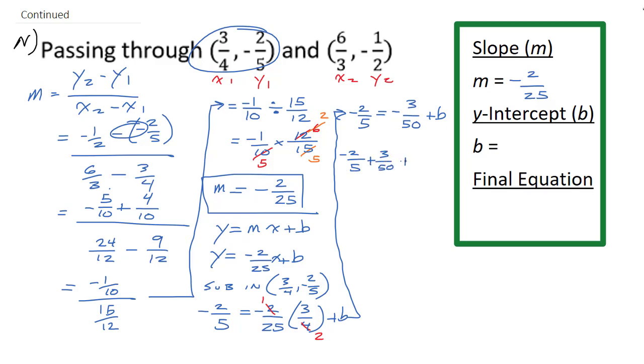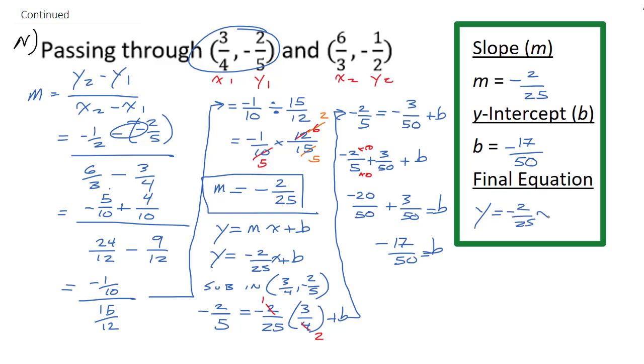And we need a common denominator. Well, common denominator for 5 and 50 is 50, so not too bad. Let's times the top and bottom by 10, right? And we're going to end up with negative 20 over 50 plus 3 over 50. And negative 20 plus 3 is going to give us negative 17 over 50. And there's B. Not a pretty number, but if you can get a question like that solved, that's pretty good. That really shows you're ready for grade 10. All right, negative 2 over 25 x minus 17 over 50.